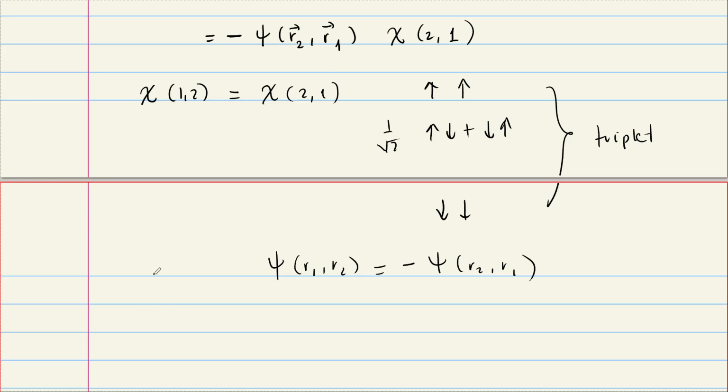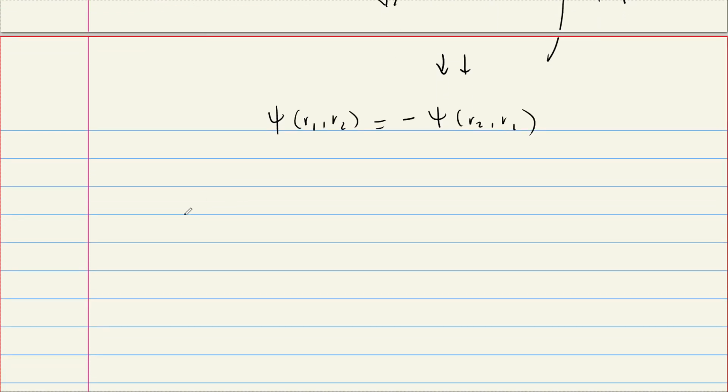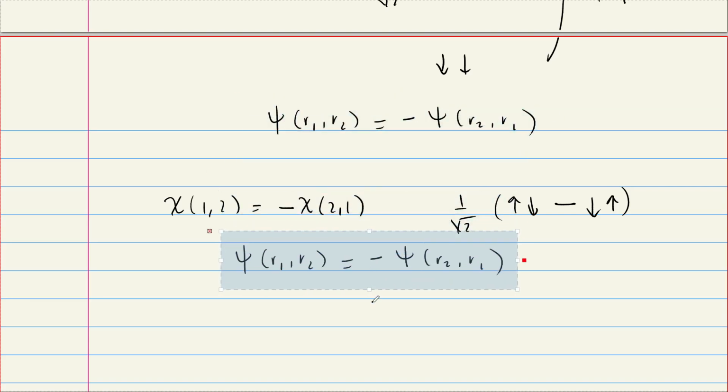And if I have an anti-symmetric spin part, like chi(1,2) equals minus chi(2,1), this happens with the singlet, like we saw yesterday. This is 1 over root 2 of up down minus down up. In that case, my orbital part has to be symmetric because the spin already does the anti-symmetrization, so this is going to be plus. Good. And lastly, sorry, I'll finish.